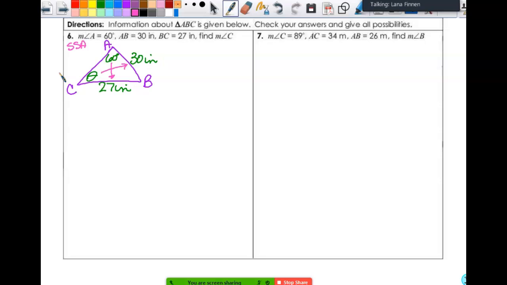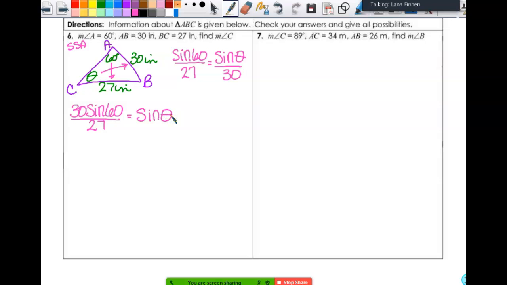Okay, so I'm going to take the sine of 60 over 27 equals the sine of theta over 30. So this time I'm looking for theta, not for an x. So to get the sine of theta by itself, I'm going to multiply both sides by 30. So this will give me 30 times the sine of 60 over 27 equals the sine of theta.